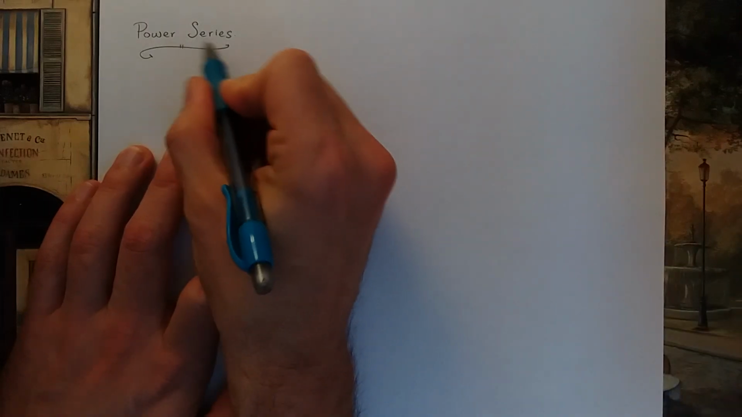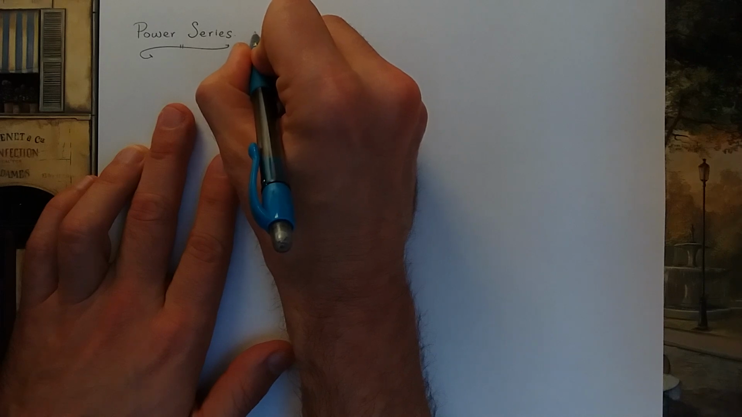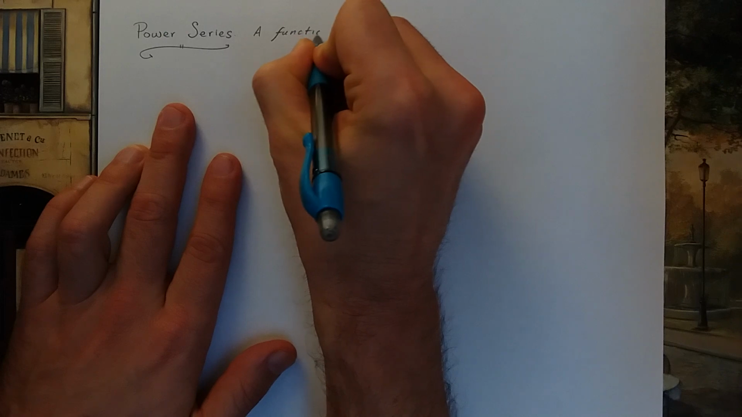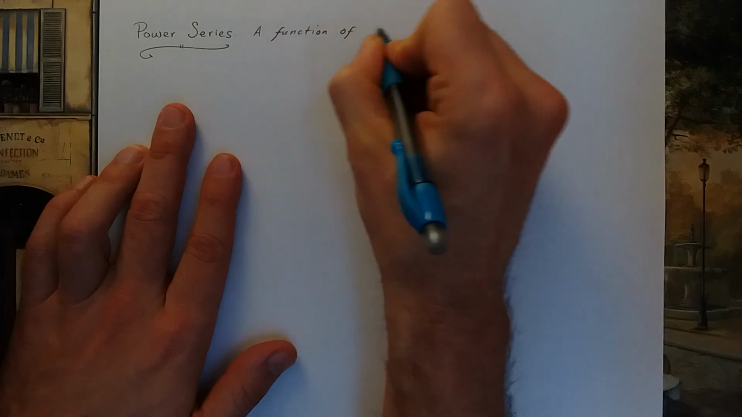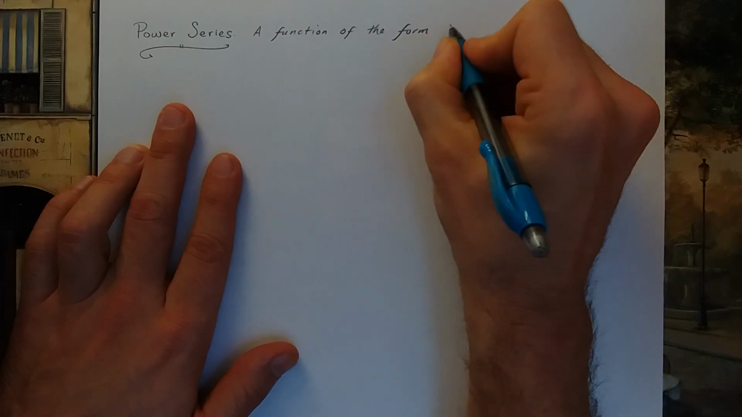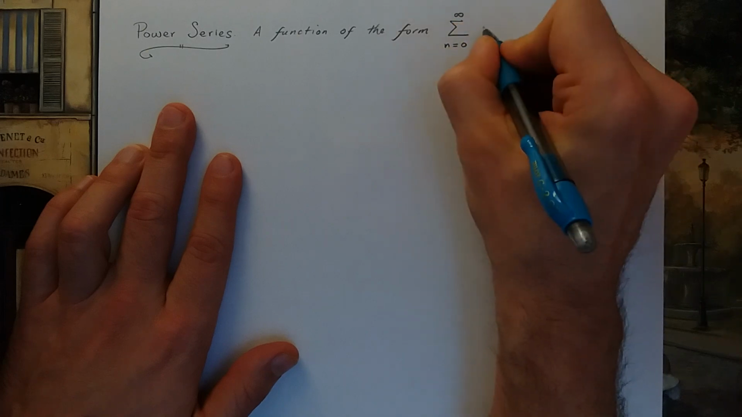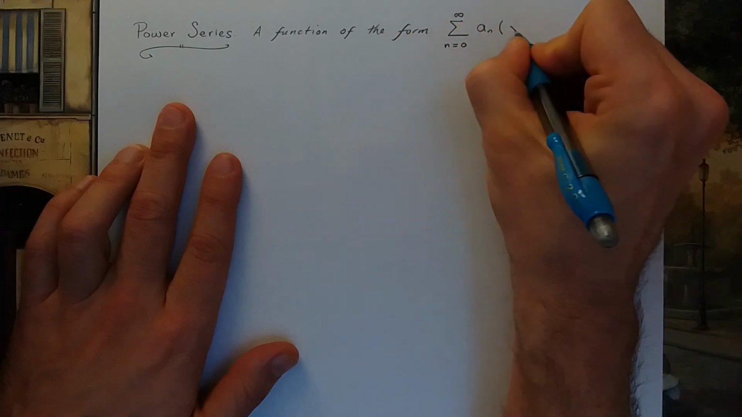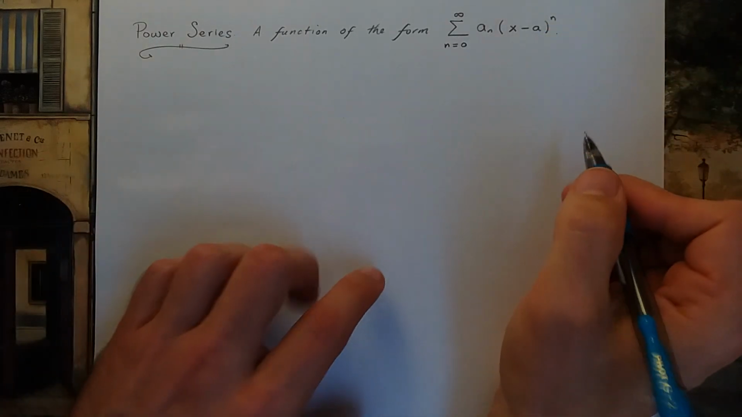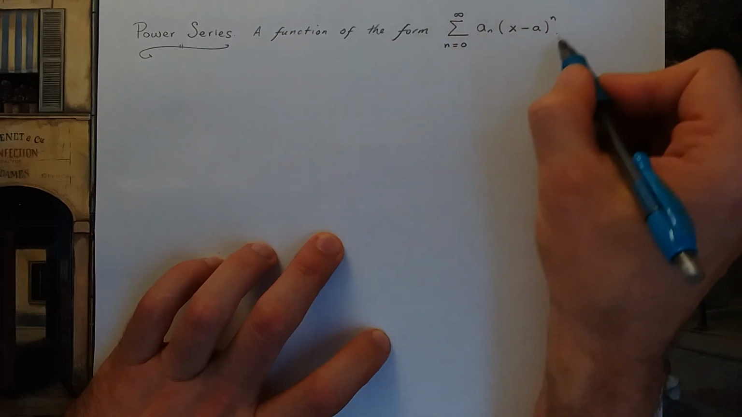So let's talk about power series. A power series is a function of the form the sum n going from 0 on of a_n times (x minus a) to the n power. So a power series is a function that looks like this.